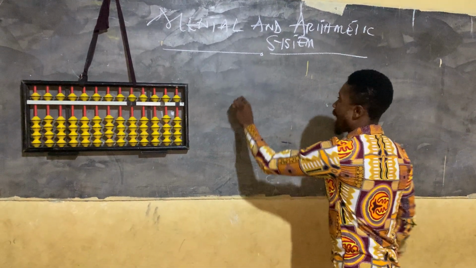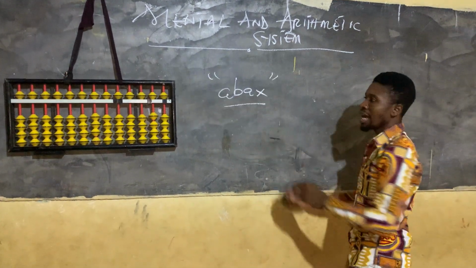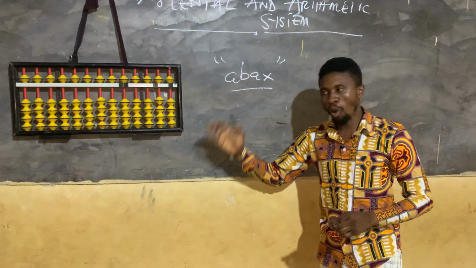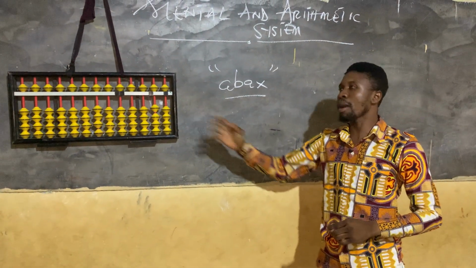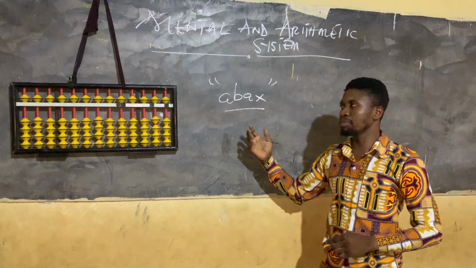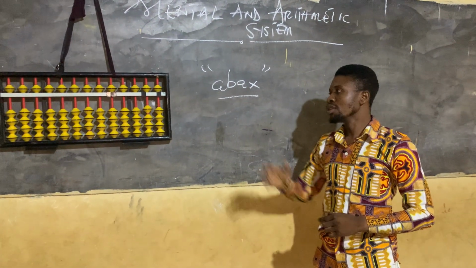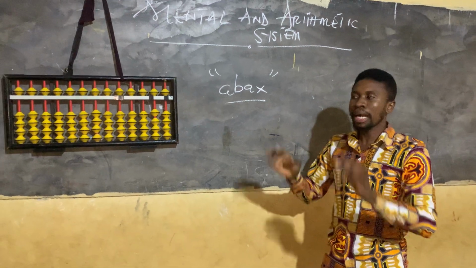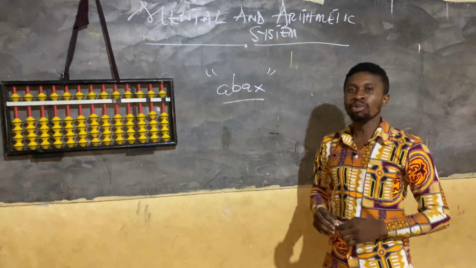It's called Abacus in Greek word. Abacus means calculating board or calculating table. So the Greek name for abacus is Abacus, which means calculating board or calculating table. So we are going to use this abacus to calculate everything that a calculator will be needed to do.